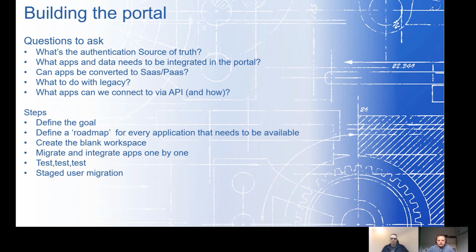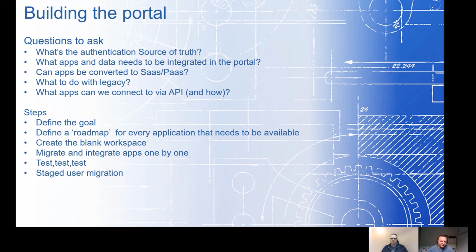Other things is what apps and data need to be integrated. What we mostly do at customers is create some kind of blueprint of the environment, saying, okay, which applications do you have that need to be available in the portal? What data, what files and other things need to be available in the portal, and how are we going to get them there? One of the things you need to ask yourself is, which of the applications we have can be converted to SaaS or PaaS, so we can log on to them through, for example, Azure AD, and we have less maintenance on them.